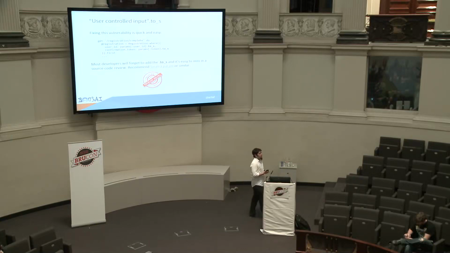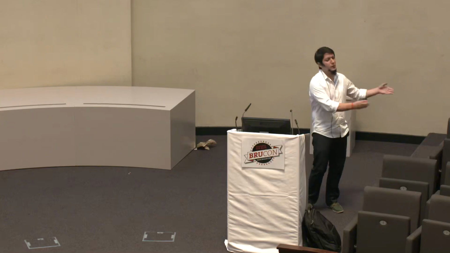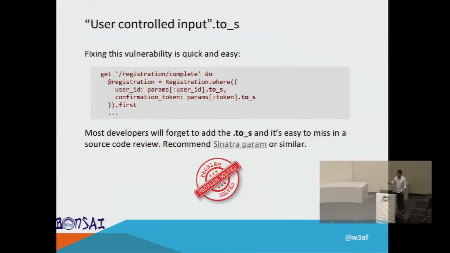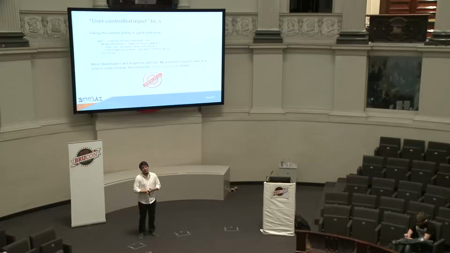As you can see, this fix is not complete. The fix is actually really bad. Developers are going to forget to add the .to_s to every param that they take. So there has to be a different way to fix it. And there are two different ways, which are more complete and more architectural solutions to this issue. The first one is to use Sinatra param. It's a gem that you use in Ruby, which is going to allow you to perform strict input validation.